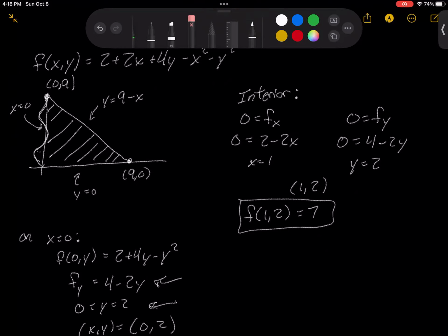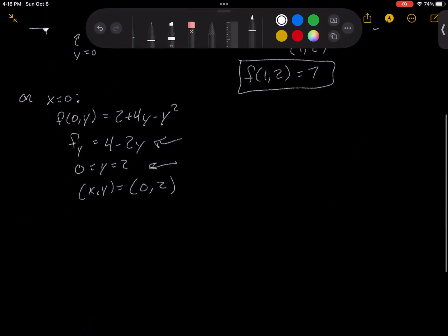Okay, but also for the same reasons, I also have to check the endpoints of this interval, because my function can obtain extrema at endpoints or at interior points. So I need to also look at (0, 0) and (0, 9).